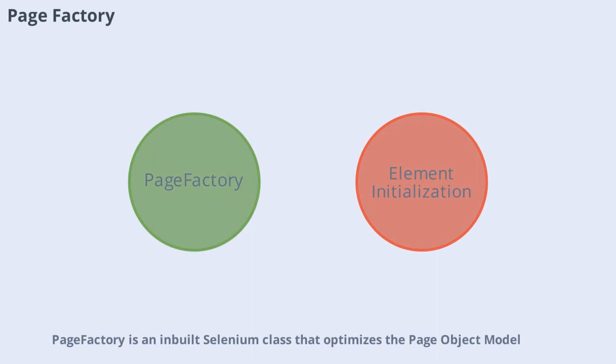PageFactory is an inbuilt Selenium class that optimizes the Page Object Model. It uses annotations like @FindBy to initialize web elements dynamically when the page object is created. This approach streamlines element initialization and improves the efficiency of your test scripts.